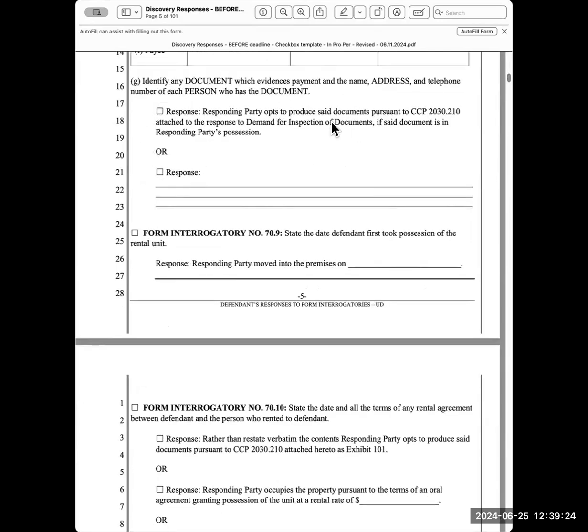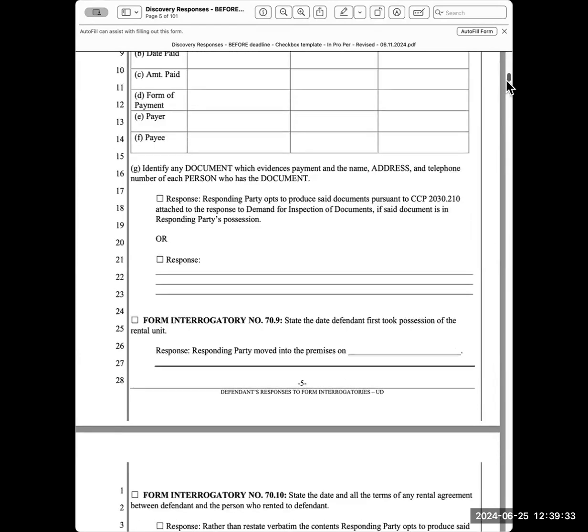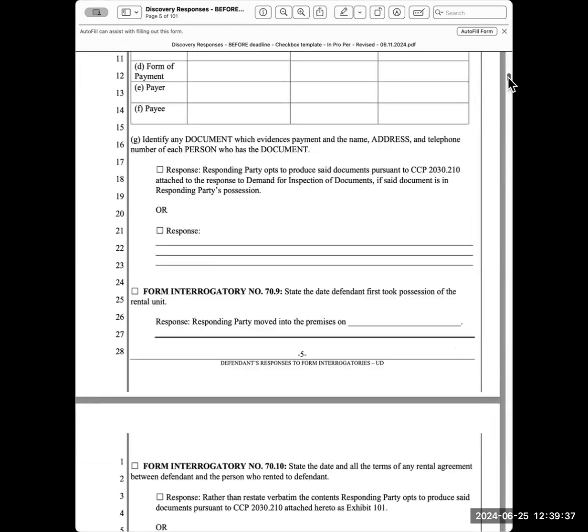If you don't have the document evidencing the payment of any of the security deposit, etc. above, then you check here and write in your response.